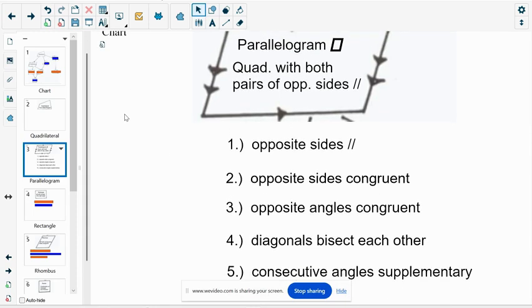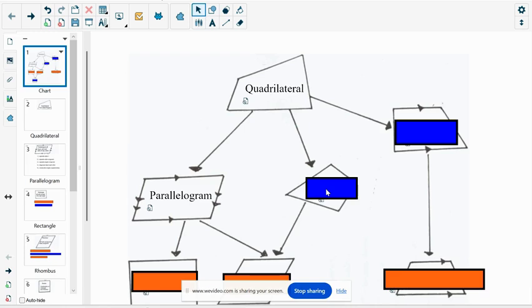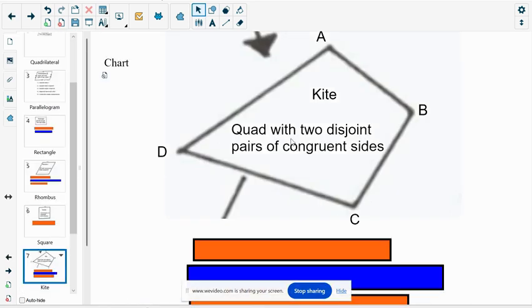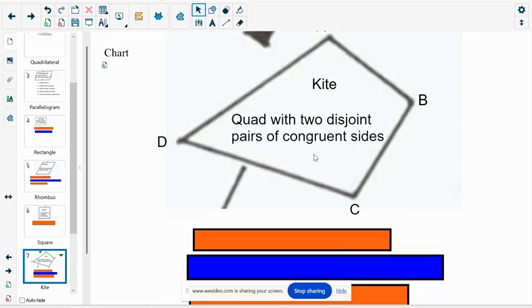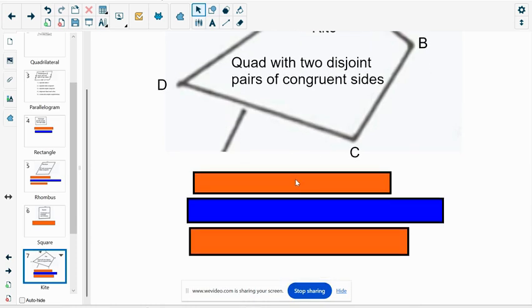Again, if you need to, pause the video and then come back. All right, back to the overall one. We're going to do this one right here in the middle, which is a kite. Okay, so kites are quadrilaterals with 2 disjoint pairs of congruent sides. Disjoint meaning they are not opposite, they are next to each other. So yeah, a kite has 3 properties.